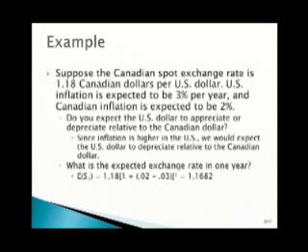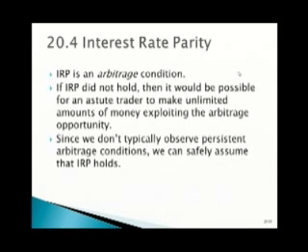Inflation is higher in the U.S., so we would expect the U.S. dollar to depreciate relative to the Canadian dollar, and the expected exchange rate in 1 year would be the spot rate, 1.18, multiplied by 1 plus, we'll take the Canadian rate, 0.02, minus the U.S. rate, 0.03, and we see that the spot rate will go from 1.18 to 1.16. Which suggests that the U.S. dollar will depreciate relative to the Canadian dollar.